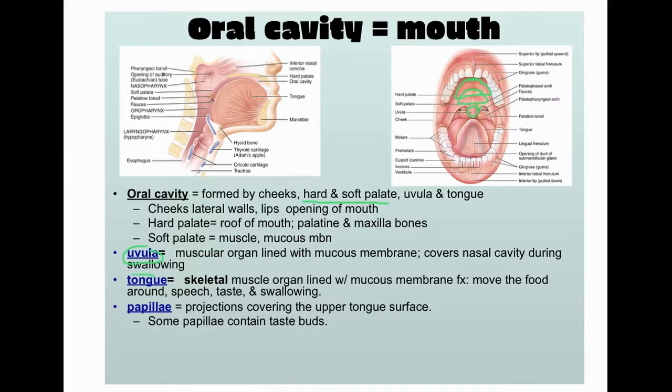Obviously, everybody knows the tongue. Skeletal muscle organ, lined with mucous membranes, and its job, it moves food around. So when you're chewing it, it's nice to have your tongue there to push it towards the teeth so you can chew it. Also speech. Obviously, it's not digestive system, but it does allow you to talk. The moving around of your tongue allows you to form different sounds. Taste, because your tongue contains taste buds, and also it's the tongue that actually is very important in swallowing, because it's what's going to move what's called the bolus.